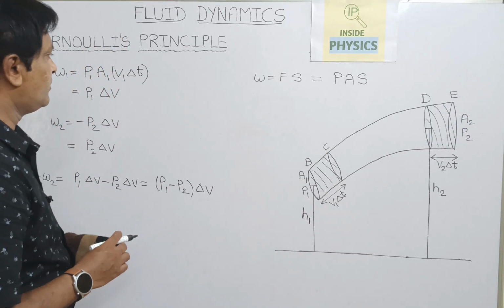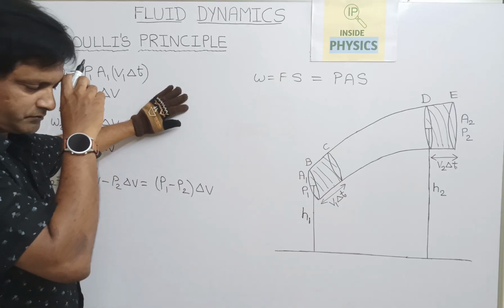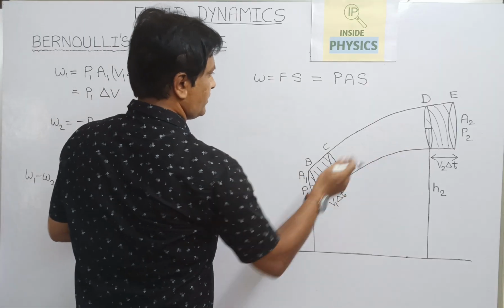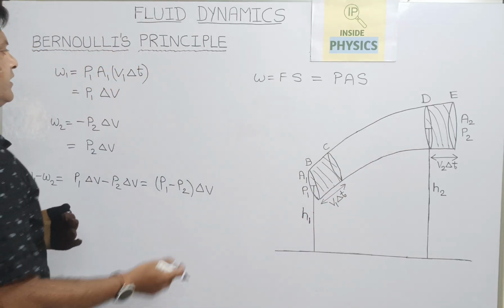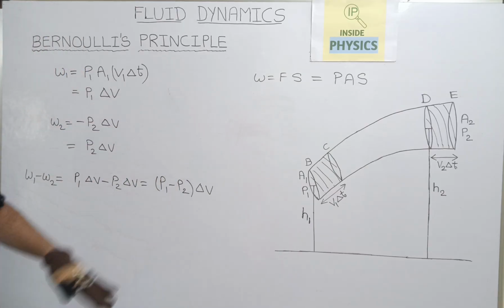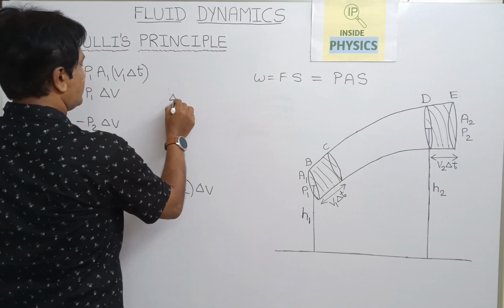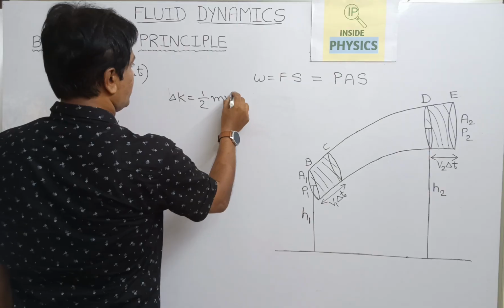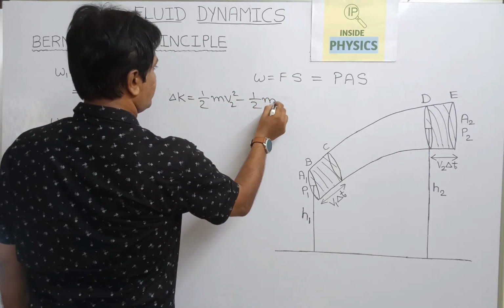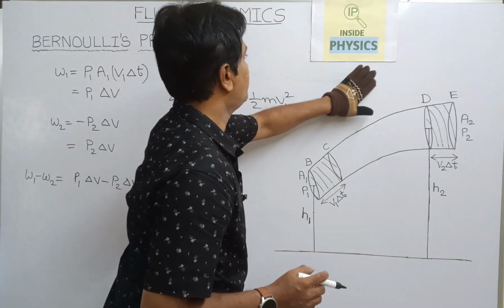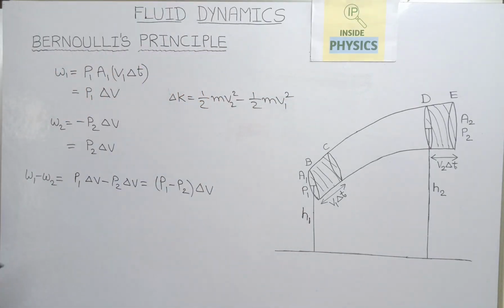According to that principle, we must also calculate the change in kinetic energy. If the velocity is V1 here and the velocity is V2 there, what we require is the change in kinetic energy, delta K. Change in kinetic energy delta K is equal to half m V2 square minus half m V1 square. Here m is nothing but the mass of the liquid.